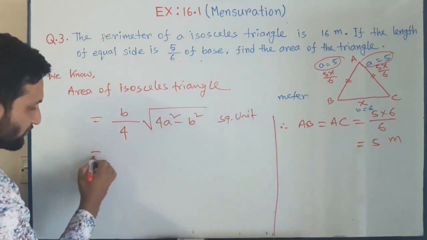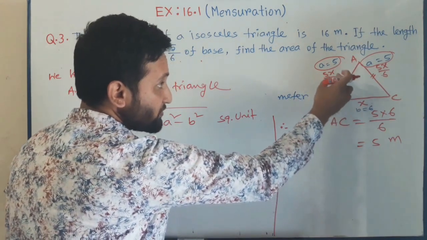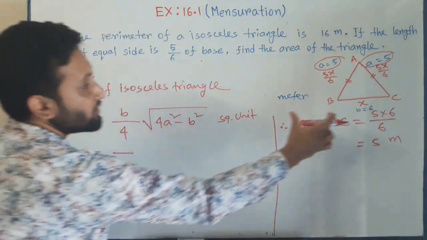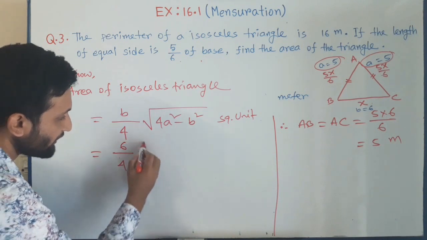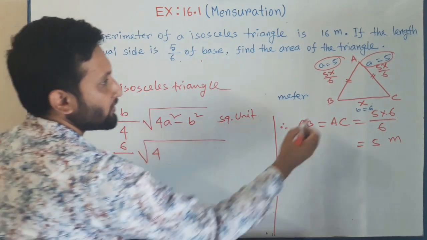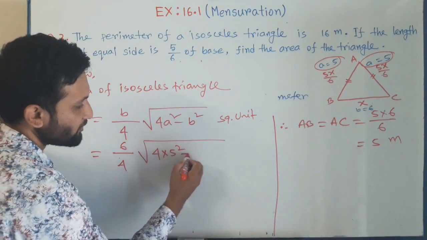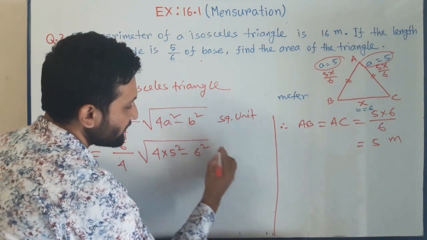Now putting the values: the equal side a is 5 and b is 6, so the base b is 6 meter. So here, 6 by 4 into root of 4 into 5 square minus 6 square, in square meter.